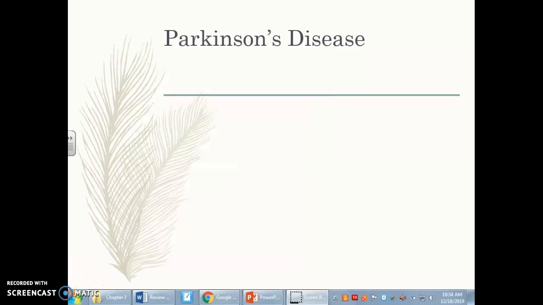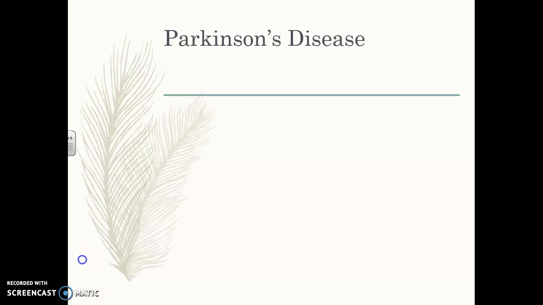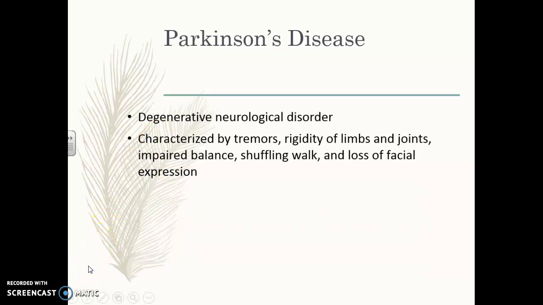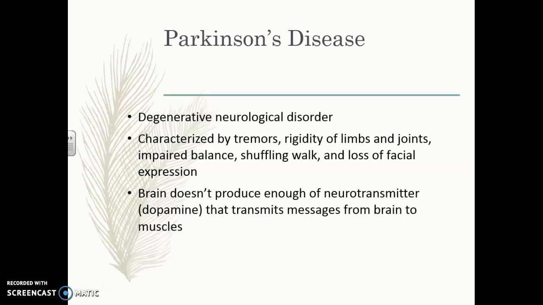A third disorder is Parkinson's disease, which is a degenerative neurological disorder, so it gets worse over time. And actually, neurons in certain parts of the brain are dying off. It is characterized by tremors, particularly in the hands, rigidity of limbs and joints, impaired balance. There is a characteristic shuffling walk, and also a loss of facial expression. Some people call this a mask-like face.